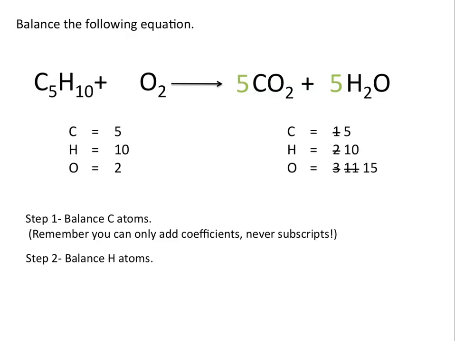But in putting a 5 in front of H2O, we've not only changed the number of hydrogen atoms on the product side, but we've changed the number of oxygen atoms as well. So we now have 10 oxygen atoms from CO2, which we found by taking 5 times the subscript on oxygen, 2, to give us 10, but we have an additional 5 oxygen atoms from H2O, giving us a total number of oxygen atoms of 15. Now we need to balance the number of oxygen atoms.